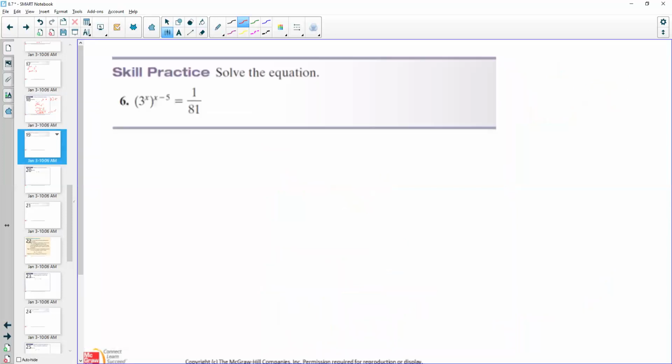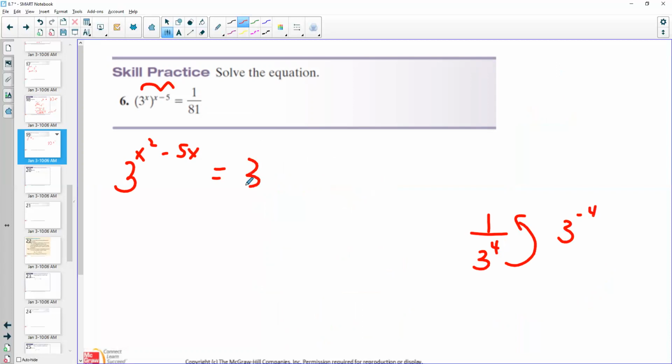Okay, try this one. So first I'm going to mess with my exponents here. I get 3 to the x squared minus 5x. And then I have to say, can I turn 1 over 81 into something with a base of 3? Well, yeah, I can. Because I can rewrite 81 as 3 to the 4th, and then I can get it in the numerator by writing 3 to the negative 4th. So now it's just going to be x squared minus 5x equals negative 4. Now we're just back to factoring. The answers here are going to be 4 and 1, and both check.